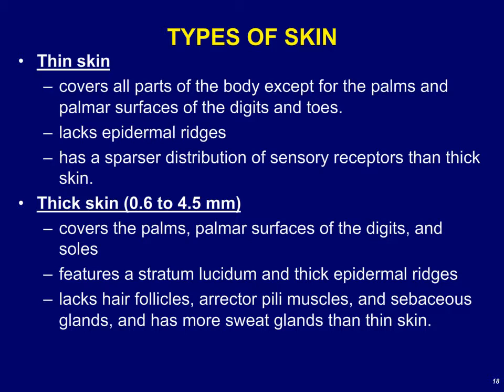And so thin skin, of course, can have hair follicles. It doesn't have a stratum lucidum, and it also doesn't have fingerprints called epidermal ridges, which are present on both the feet and the hands. The last thing is that thin skin has a sparser distribution of sensory receptors than thick skin. And that's why if you poke yourself, let's say in the arm with a needle versus the fingertip, it tends to be a lot more painful on the fingertip because thick skin has more sensory receptors.